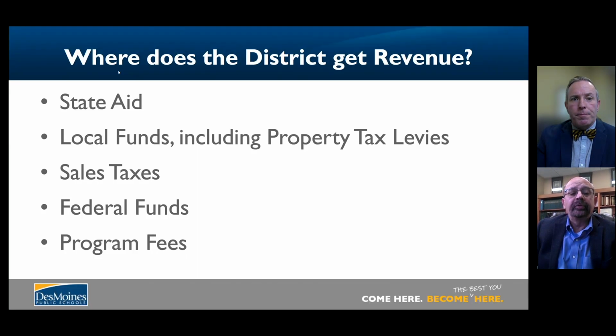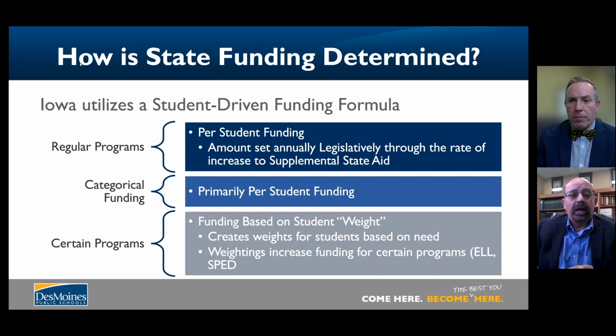So what are the sources of revenue for us? As I had mentioned, it is state aid, property taxes, sales taxes, federal funds, and program levies. How is our funding determined? We have regular programs, and it is dictated by the number of students enrolled. Based on the number of students enrolled and the per pupil funding which is decided, the state gives a supplemental state aid, which for this year is 3%. So it's regular math: the funding per student times the number of students.